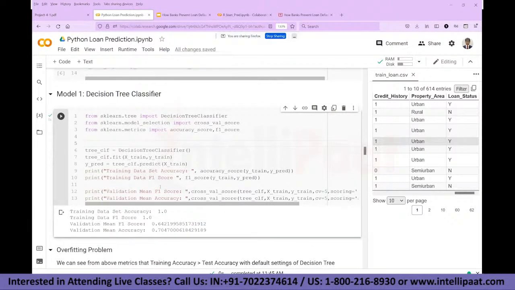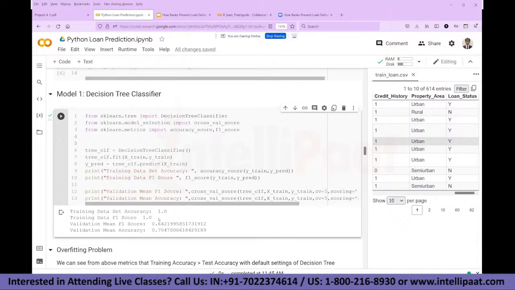If I'm doing that, my accuracy will be what? 1, because it's a machine. You might forget something, but a machine won't forget. So my training data set accuracy is 1, which means 100% accuracy, because I'm training and testing on the same data set, the one I used to teach my model. So the accuracy is 1.